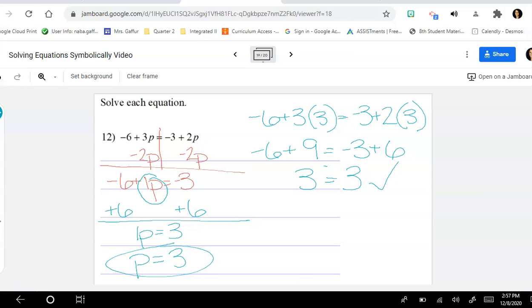Please write down question number 12 in your notebook on page 50, as well as the check, and pause the video to make sure you have all of those components done.